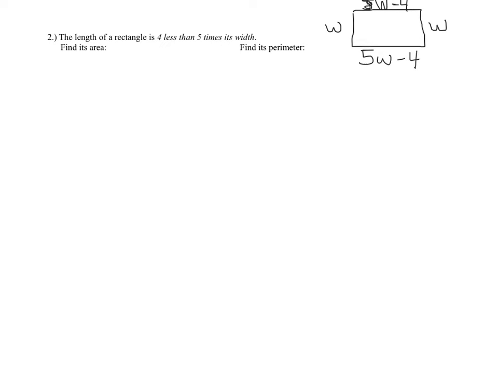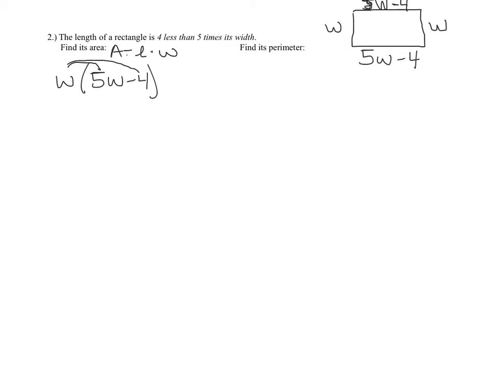So now, find the area. Well, the area of a shape is just the length times the width. So I'm just going to take the W times the 5W minus 4. You just take both sides, the length and the width, and you multiply.